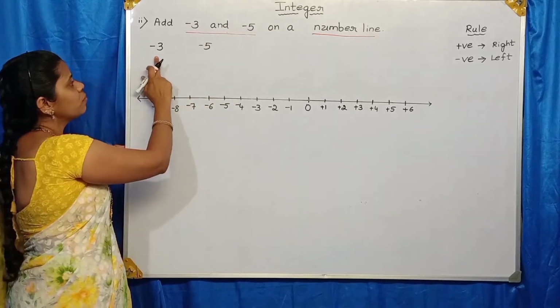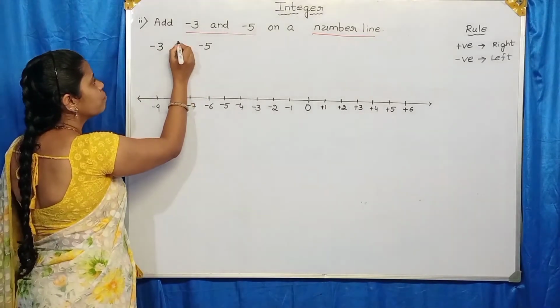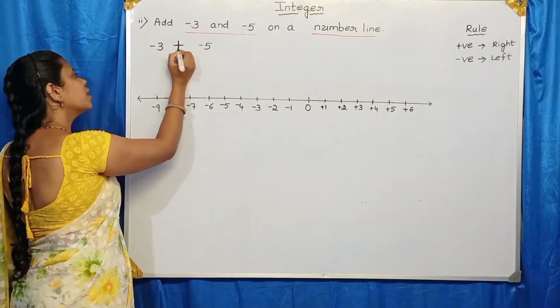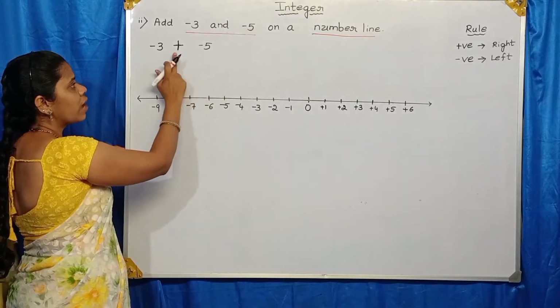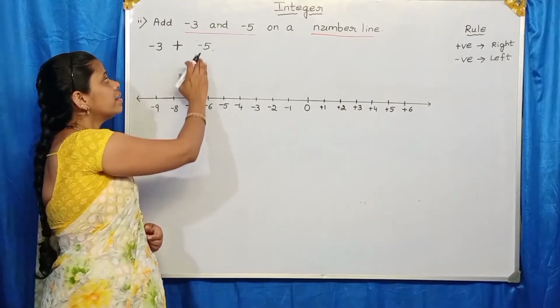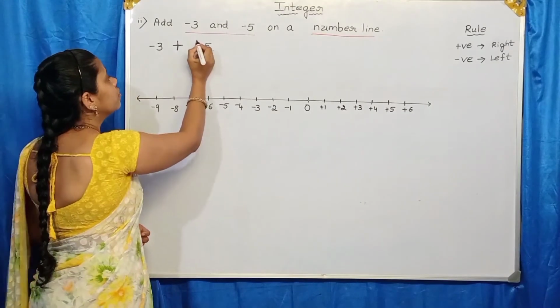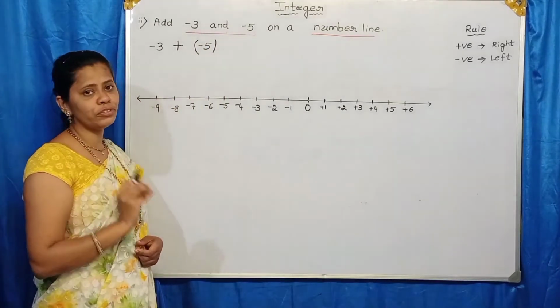What we have to do? We have to add these two numbers. Minus 3 and minus 5 we have to add. And I will write this minus 5 in a bracket to avoid confusion.